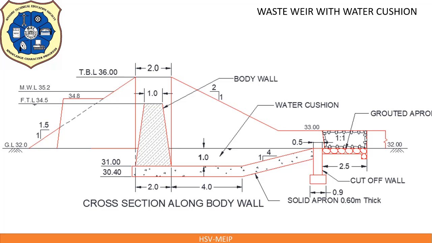Show the portion of cross section of body wall indicating stone masonry and bed concrete with a standard concrete pattern. This completes the cross section of weir through body wall. This is the hatching. Okay, this completes one portion of your drawing.